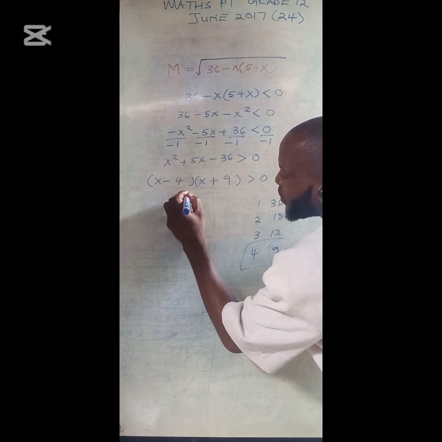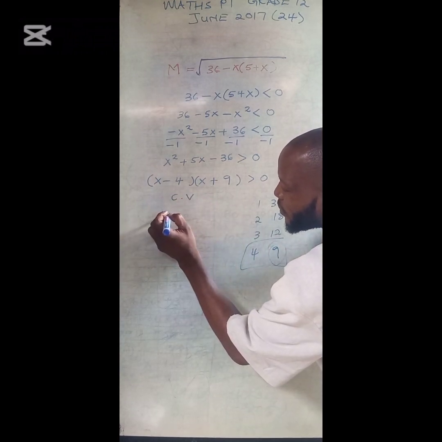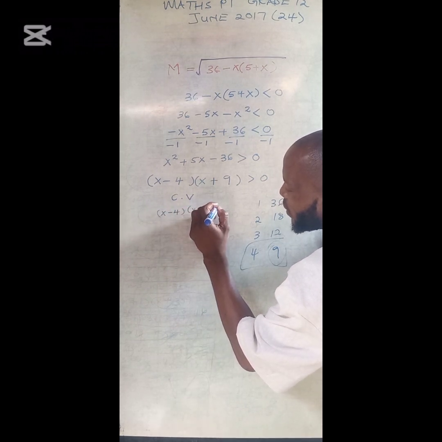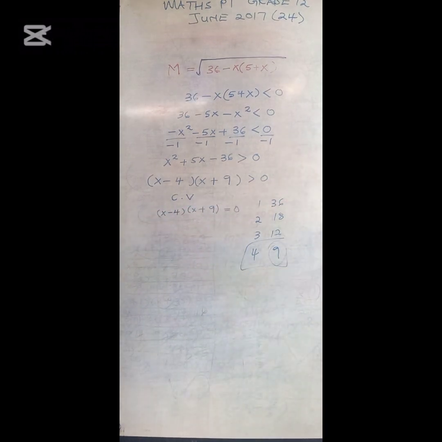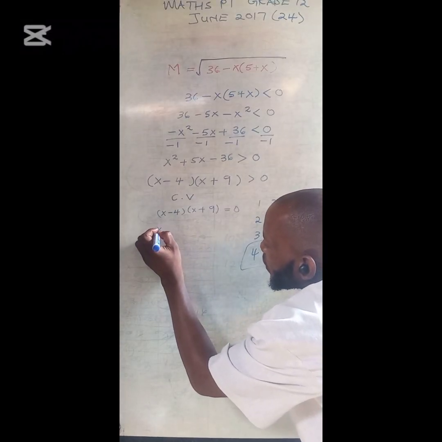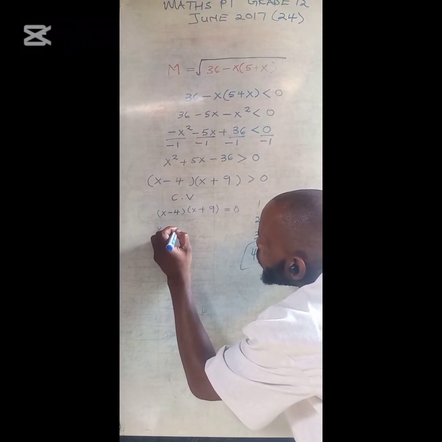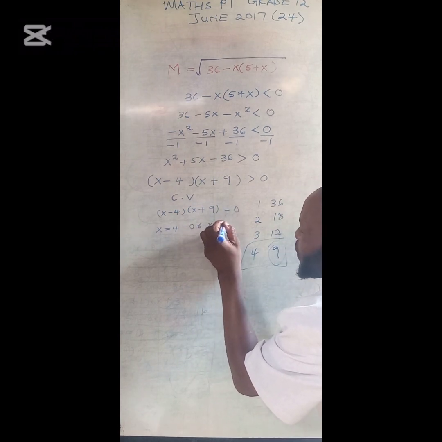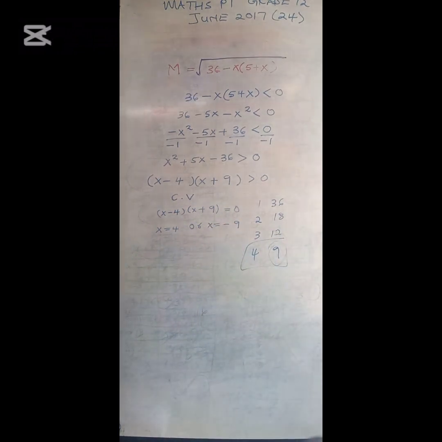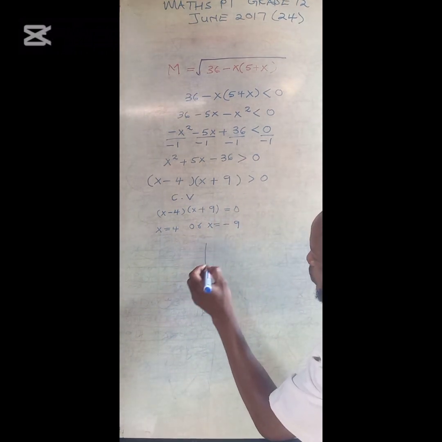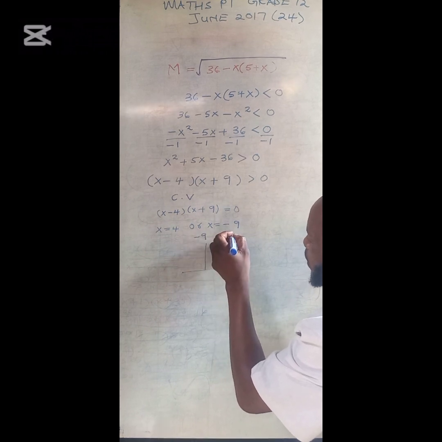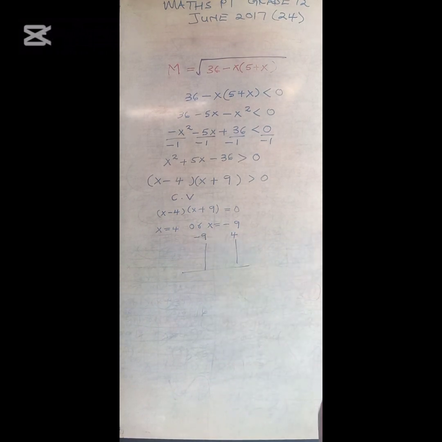So now we have 0 on that side. We can search for our critical values: x minus 4, x plus 9. Then the inequality becomes an equation. Therefore, critical values: x is equal to 4, or x is equal to negative 9. This is not the solution; this is part of the solution. Okay, the smaller one is negative 9. The bigger one is 4.